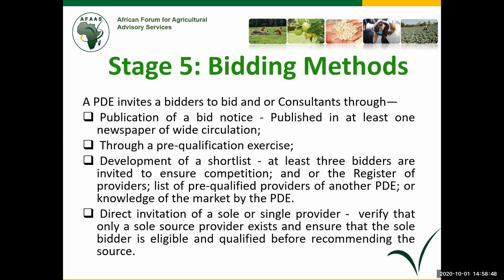Now, in the bidding methods, the rule in our manual is that there is a publication of a bidding notice, which must be published in at least one newspaper of wide circulation. Honestly, we have failed to abide by this reason. The money at times is not there. So at times we use one.